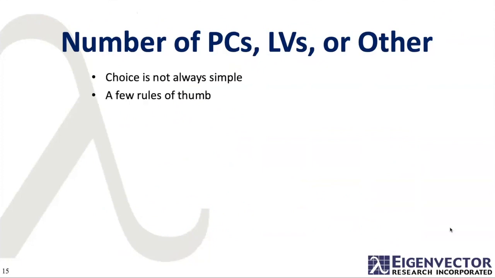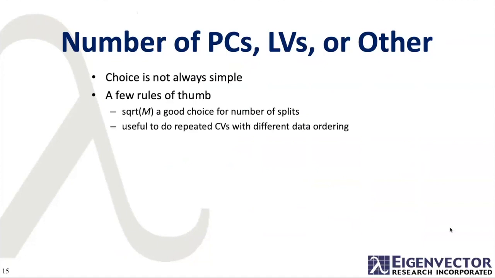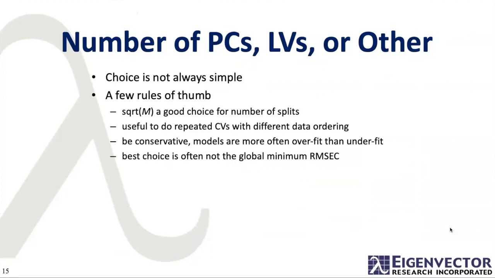A few rules of thumb. Square root of number of samples is a good choice for number of splits. I'm kind of starting to rethink that, at least as the data sets get small. It's useful to do repeated cross validations with different data ordering. Be conservative. This is perhaps one of the most important rules. Models are more often overfit than underfit. The best choice is often not the global minimum. That was actually supposed to say RMSECV. I missed the C on that, or the V.